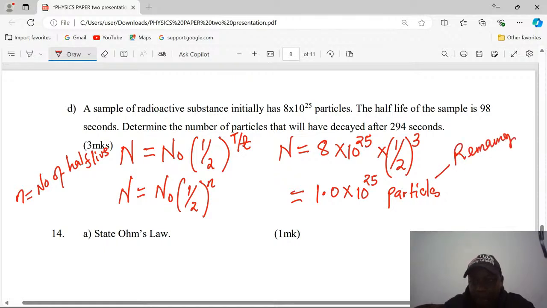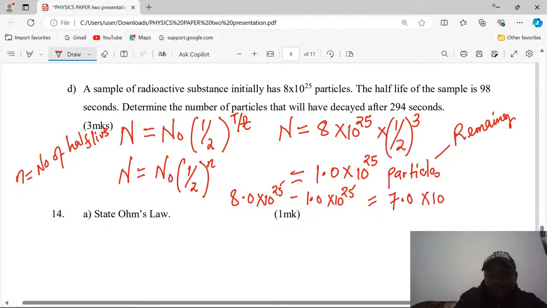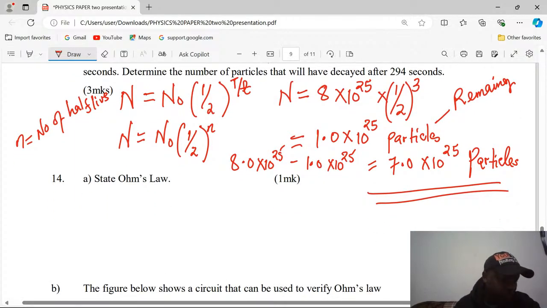We were calculating the number remaining. Now we go to the question and discover that we have to take 8.0 times 10 power 25 and subtract the remaining number. This will give us 7.0 times 10 power 25 particles. This is what has decayed. That is the number that will have decayed.